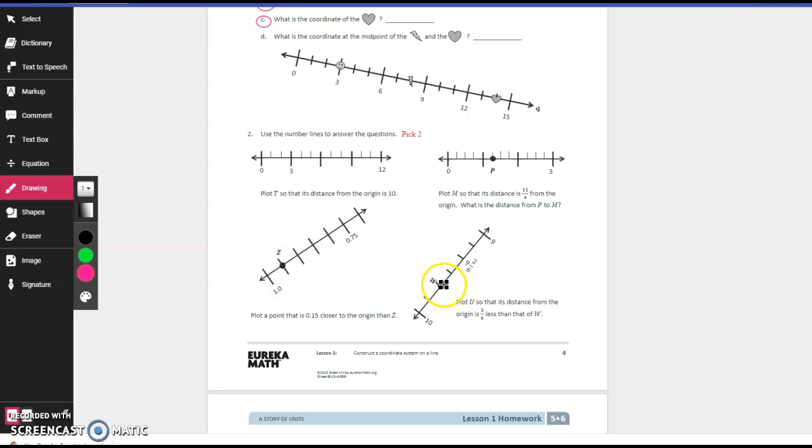So we have to plot U so that its distance from the origin is 3/6 less than that of W. Less than would have to go this way, or this way? This gets bigger, this gets smaller. Which way would I go and which line would I draw on to plot U so that its distance is 3/6 less than W?